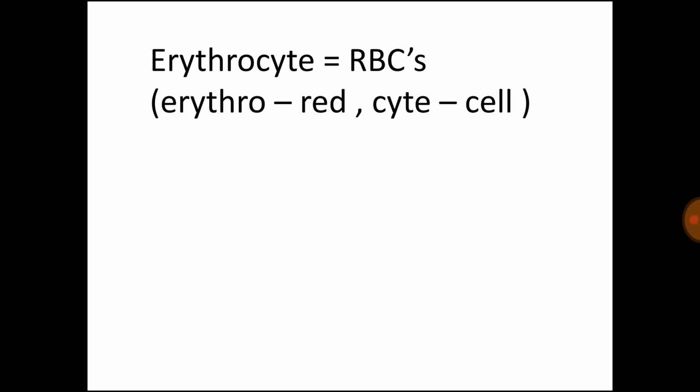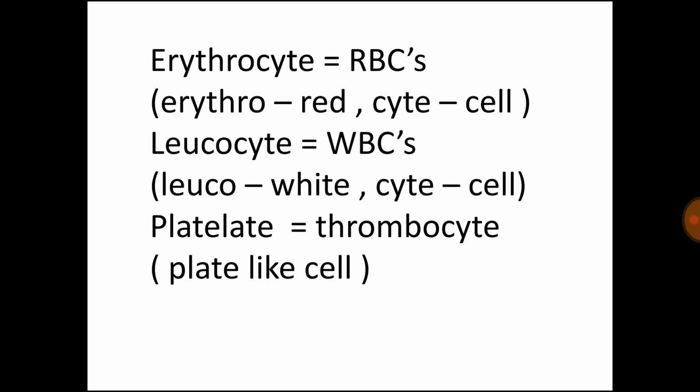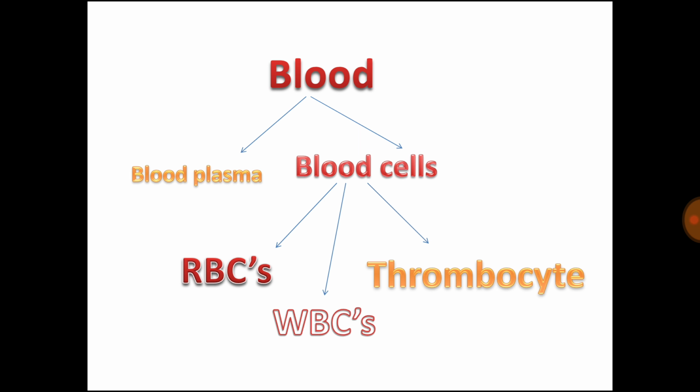Next, the meanings: erythrocyte, that is RBC. Erythro means red and cyte means cell. Leukocyte, that is WBC. Leuko means white and cyte means cell. Platelet, that is thrombocyte, a plate-like cell. They look like a plate, having a shape like a plate. So this is all about the blood: blood plasma and blood cells, which further divide into RBC, WBC and thrombocyte.